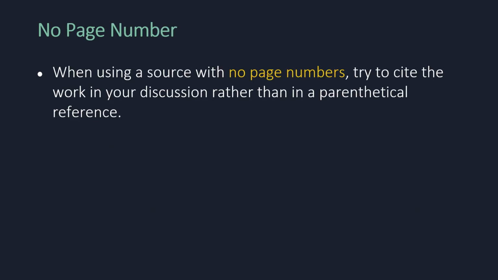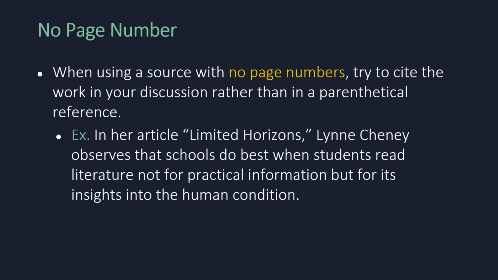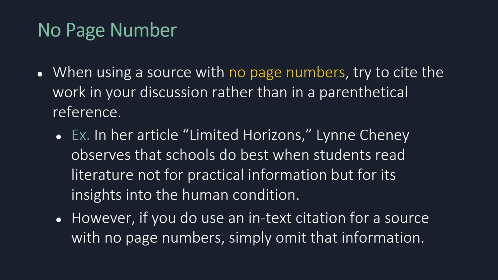When working with a source that does not have page numbers, as is the case with most electronic sources, try to cite the work in your discussion rather than in a parenthetical reference. For example, in her article, "Limited Horizons," Lynn Cheney observes that schools do best when students read literature not for practical information, but for its insights into the human condition. However, if you do use an in-text citation for a source with no page numbers, simply omit that information.